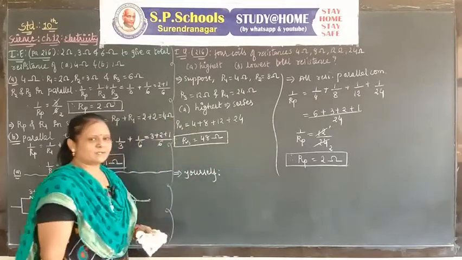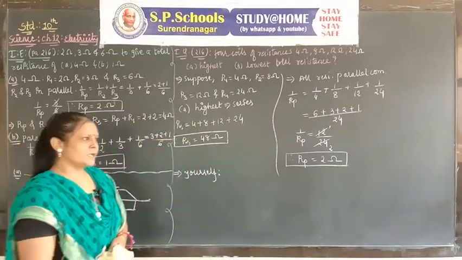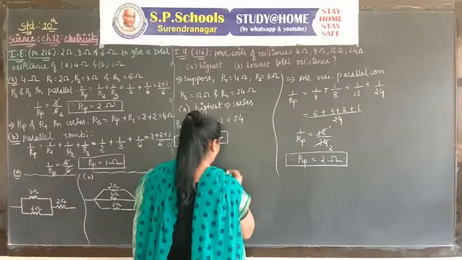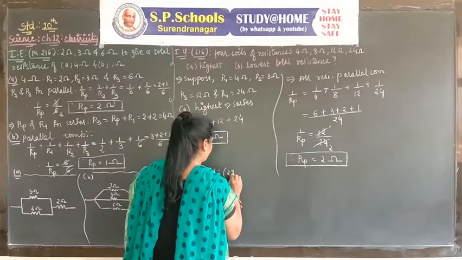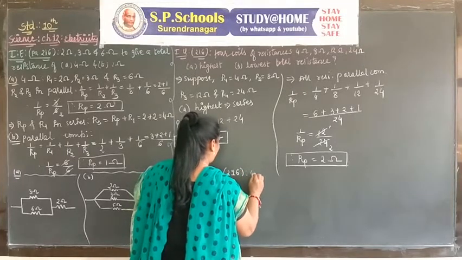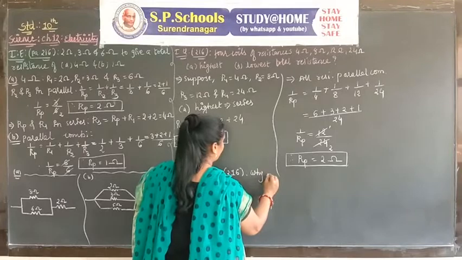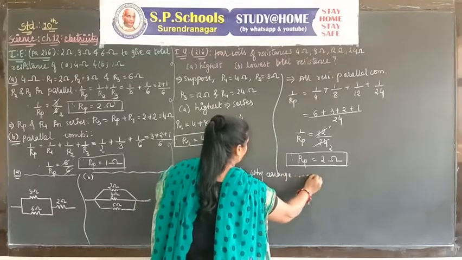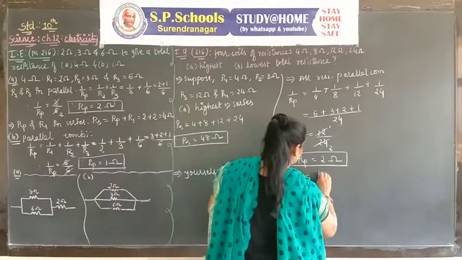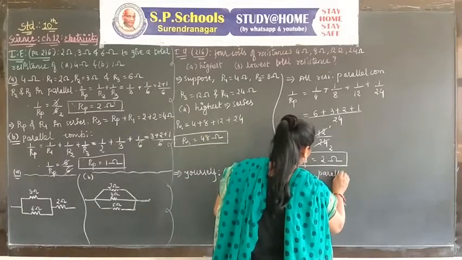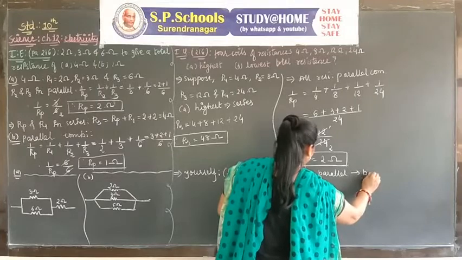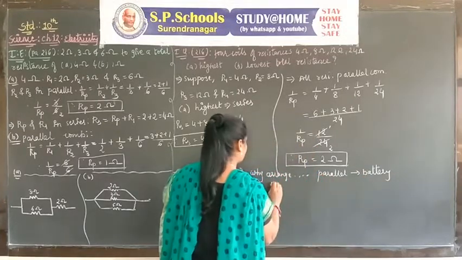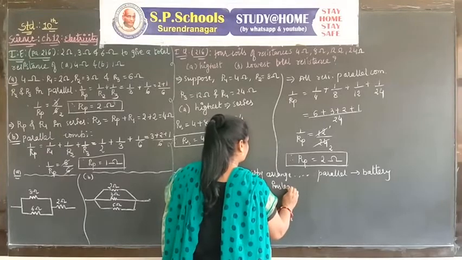Because the answer is so easy, you can write it yourself. The question is on page number 216: why do we arrange all appliances in parallel combination and connect them with a battery instead of series combination?